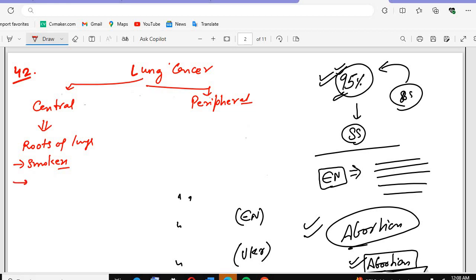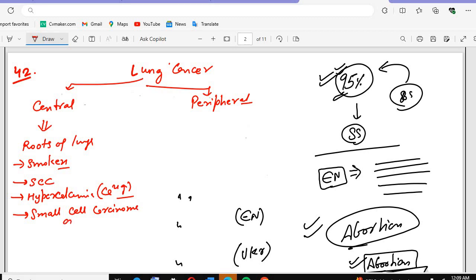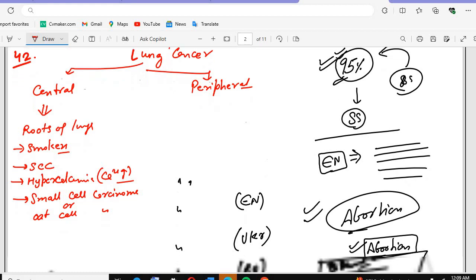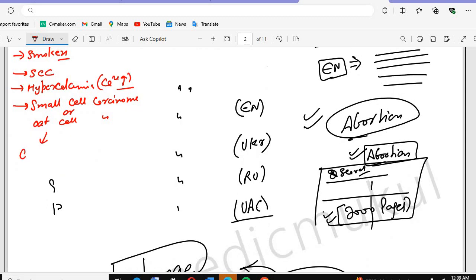This is associated with one carcinoma, the squamous cell carcinoma, and in this patient there would be hypercalcemia, meaning the calcium level would be increased. It is also associated with another carcinoma, the small cell carcinoma, or the oat cell carcinoma. And there would be Cushing syndrome, ectopic hormone production.